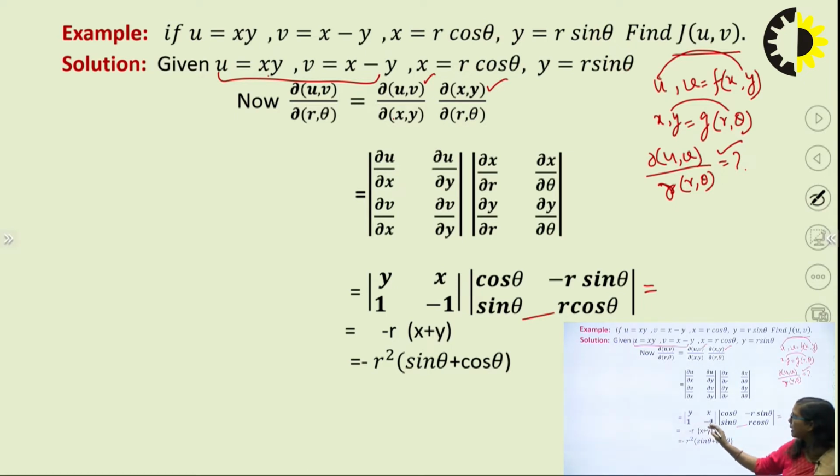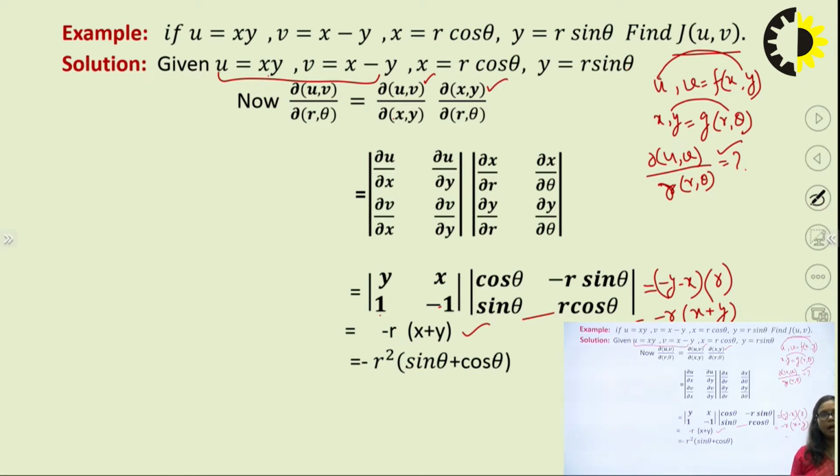Here I get minus y minus x. I write it like this, minus y minus x. This is from the first determinant. In the second determinant, which we just solved in the last question, I get r cos square theta plus r sin square theta, which gives me the value r. Taking the minus sign common, this is nothing but minus r into x plus y. So this is the second result, minus r into x plus y.